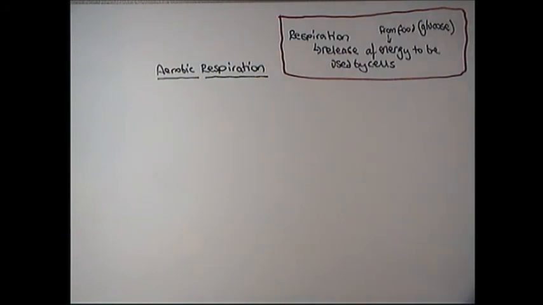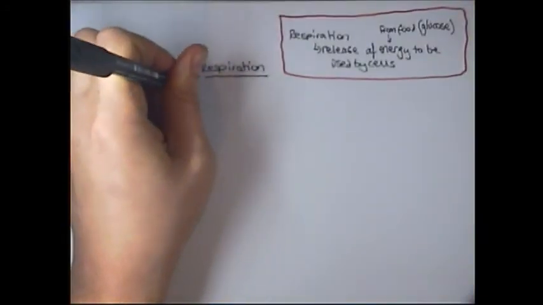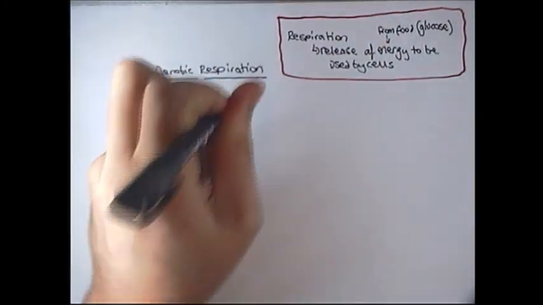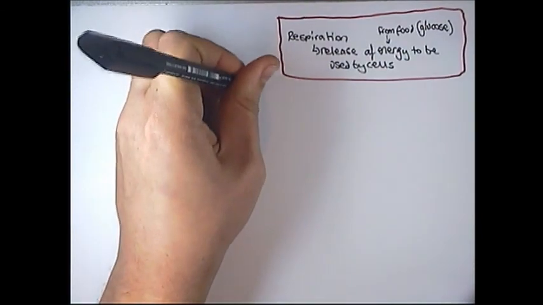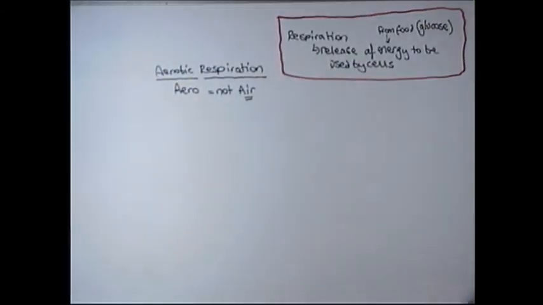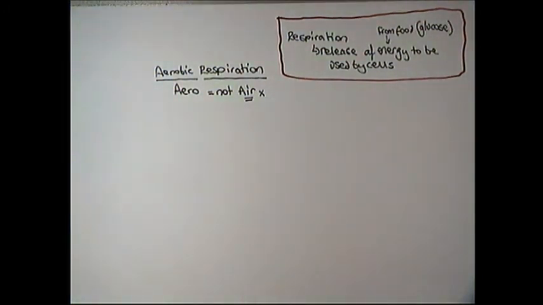The first thing to say about aerobic respiration is to notice the spelling. It is aerobic, like an aero bar, not aerobic, like that. That one is incorrect. Aerobic respiration is probably the most important form of respiration. It's carried out by most living things.